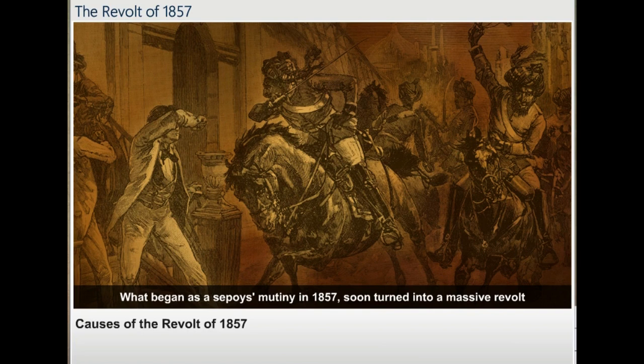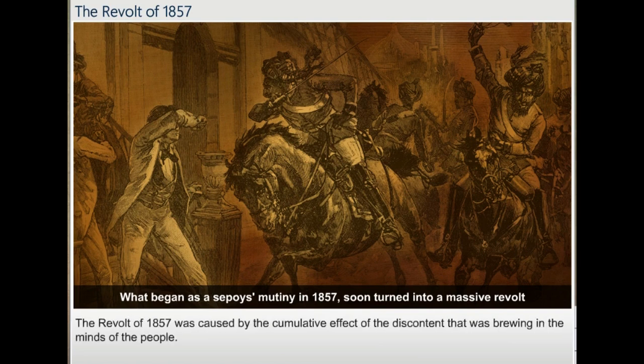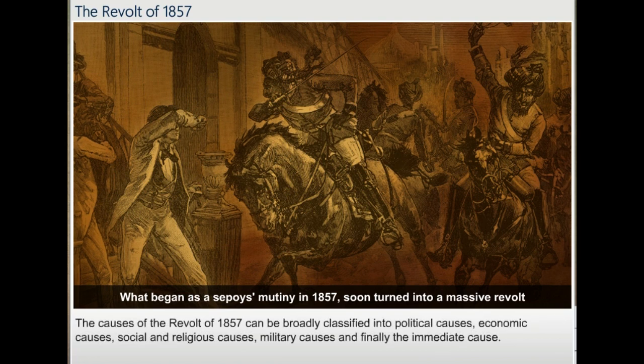Causes of the Revolt of 1857. The Revolt of 1857 was caused by the cumulative effect of the discontent that was brewing in the minds of the people. The causes of the Revolt of 1857 can be broadly classified into political causes, economic causes, social and religious causes, military causes, and finally the immediate cause.